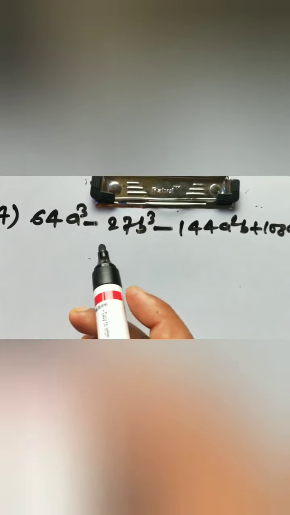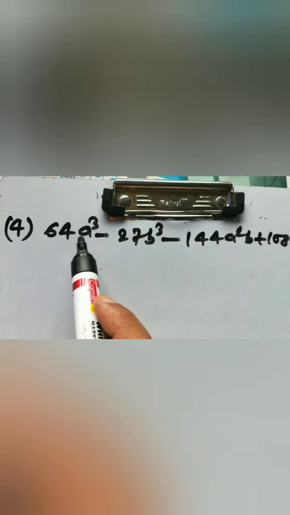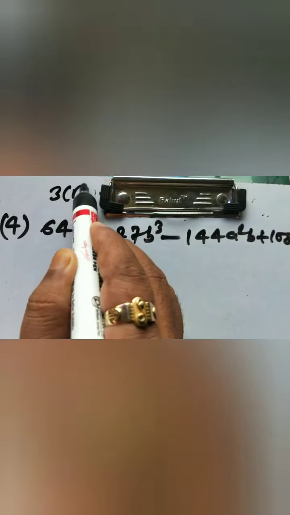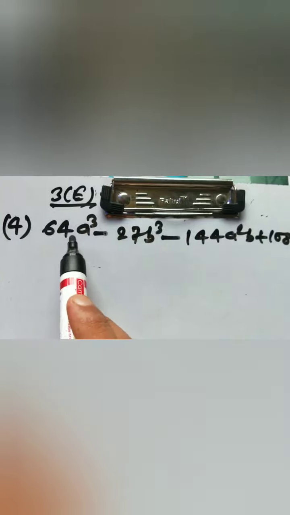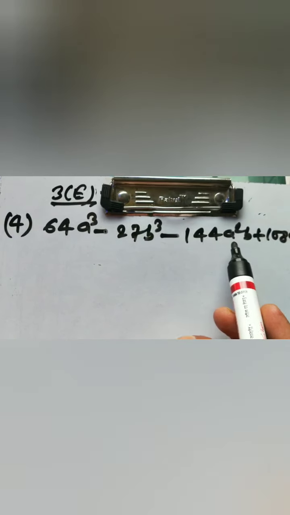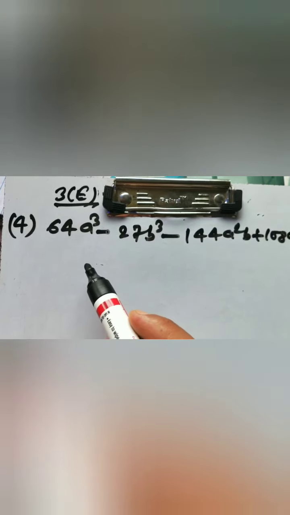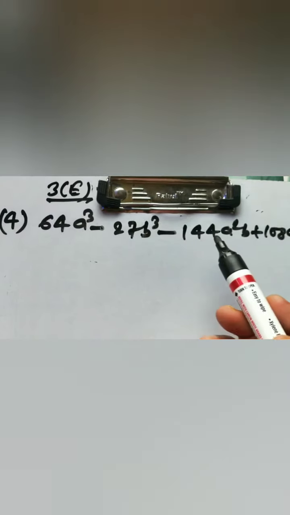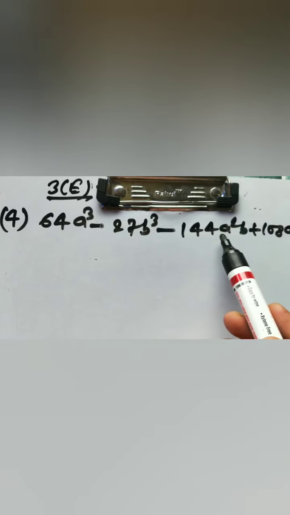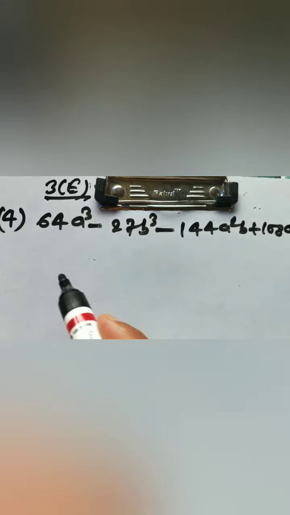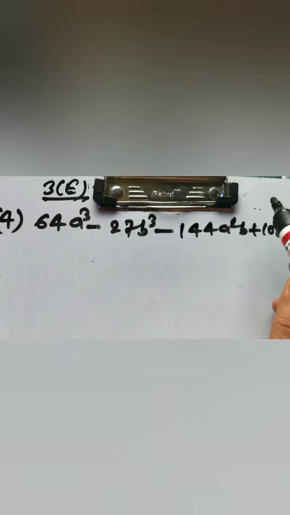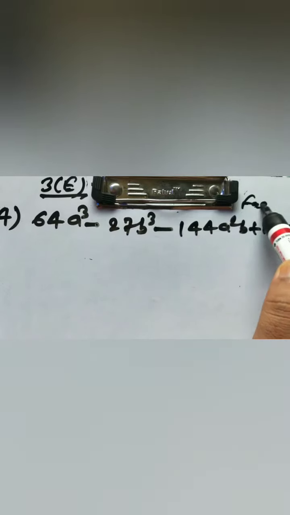Question number 4 of exercise 3rd E. This is the converse of the identity, that is a cube minus b cube minus 3a square b plus 3ab square is given. Then it is given in the form of a cube minus b cube minus 3a square b plus 3ab square, and then you have to factorize it.